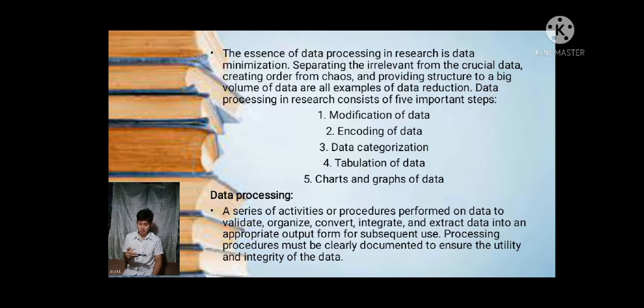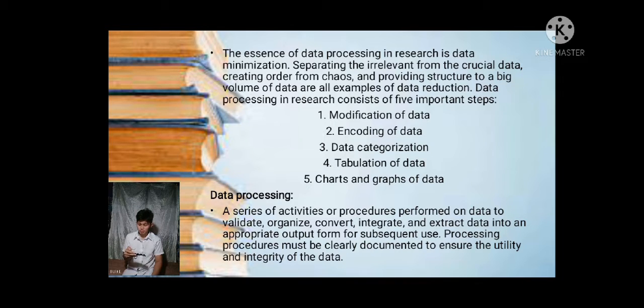Data processing in research consists of 5 important steps. 1. Modification of data. 2. Encoding of data. 3. Data categorization. 4. Tabulation of data. 5. Charts and graphs of data.